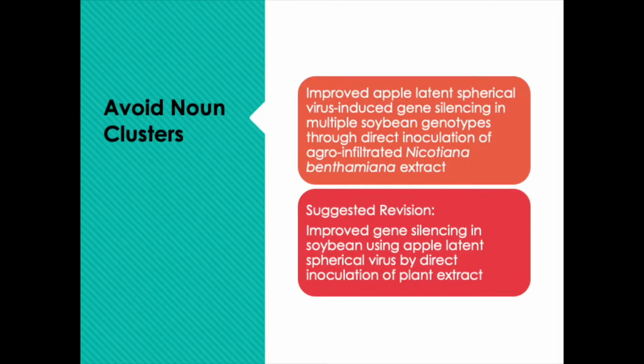Now instead of saying improved apple latent spherical virus-induced gene silencing, we have improved gene silencing. And then I've described that gene silencing with some prepositional phrases. In soybean, using apple latent spherical virus by direct inoculation of plant extract. I recognize that we still have apple latent spherical virus, which is 4 nouns in a row. But that's the name of this virus. So there's really no way to break that up without making it become incorrect, because the name of the virus is apple latent spherical virus. So we have to live with that noun cluster, but we broke up the bigger one.